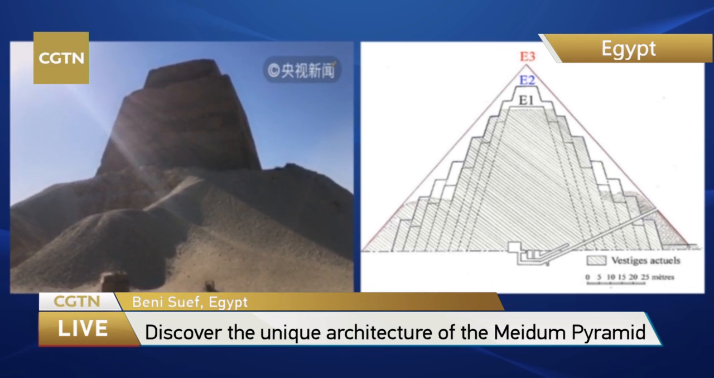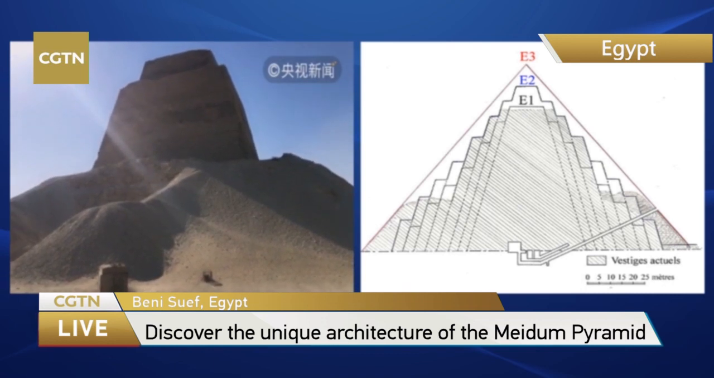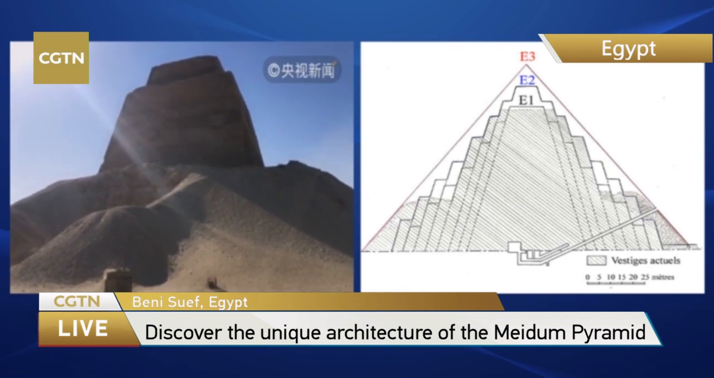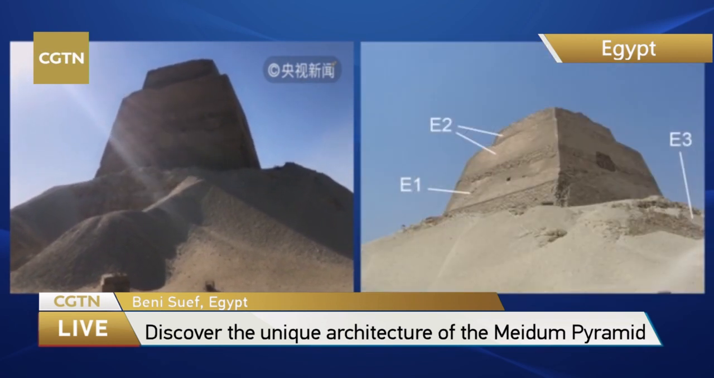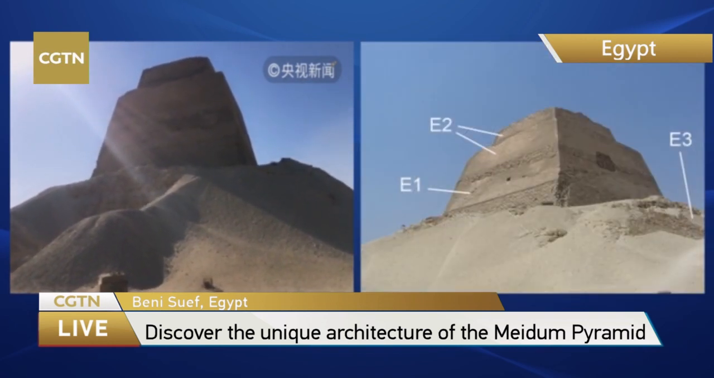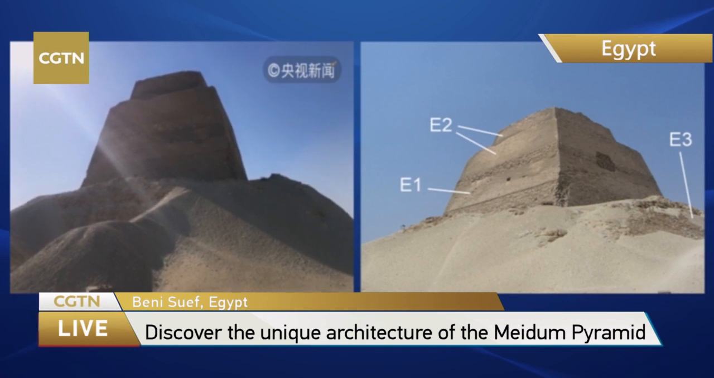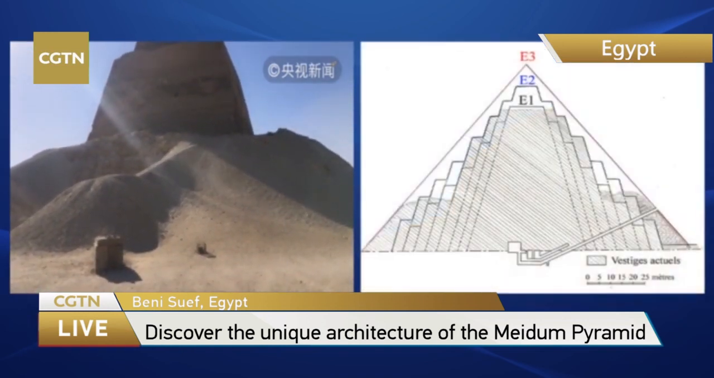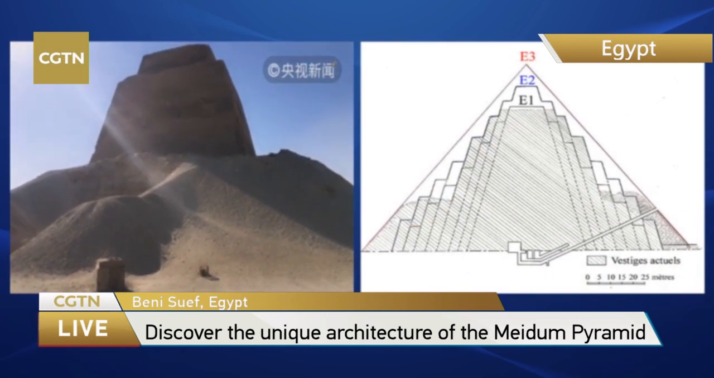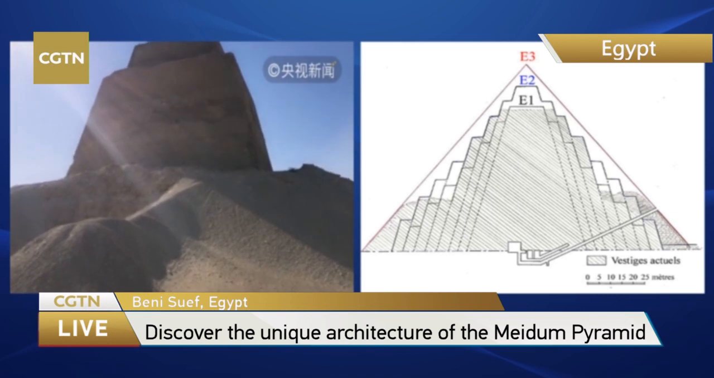Okay, on the screen you can see this photo, which shows the Meidum Pyramid. There are three layers, E1, E2, and E3. The three markers represent three phases of the construction. We can see E1 first, the shape of E1. It was first built by Huni. At that time, it had 7 layers. It was a step pyramid.